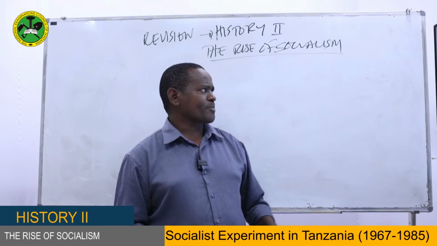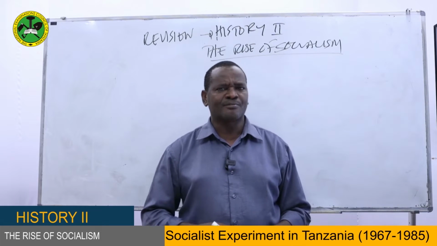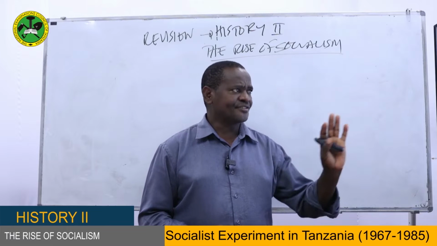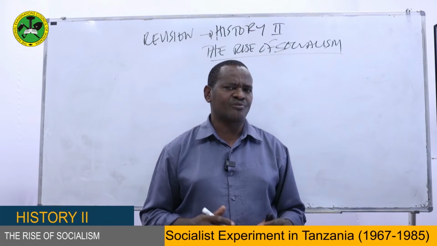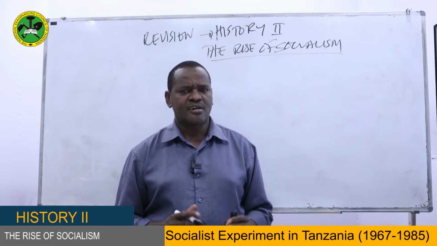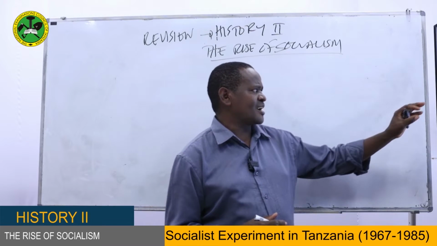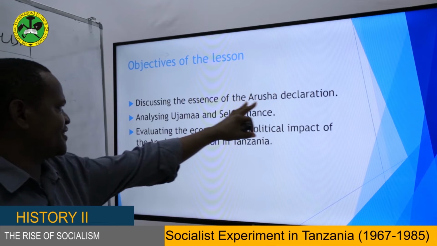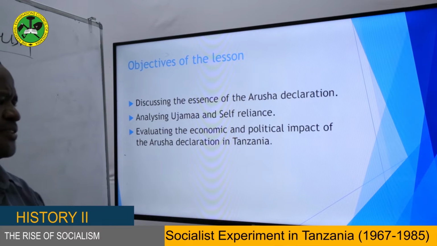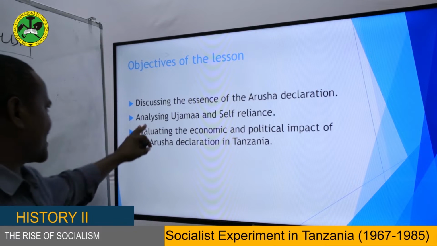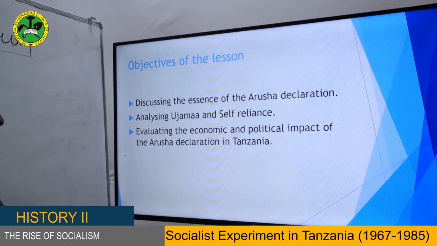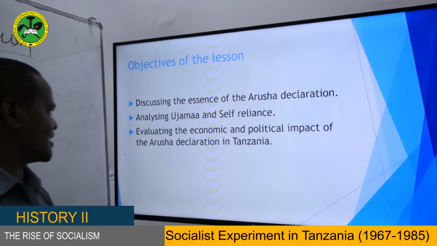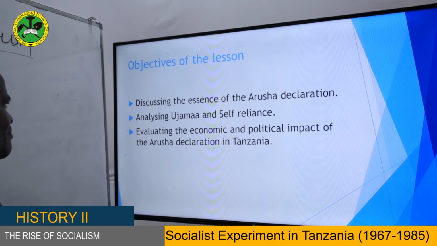My dear students, we have some objectives for this subtopic. That means at the end of our subtopic today, you have to make sure that you have achieved the following objectives. The first is discussing the essence of the Arusha Declaration. The second objective is analyzing ujamaa and self-reliance. And the third is evaluating the economic and political impact of the Arusha Declaration in Tanzania.